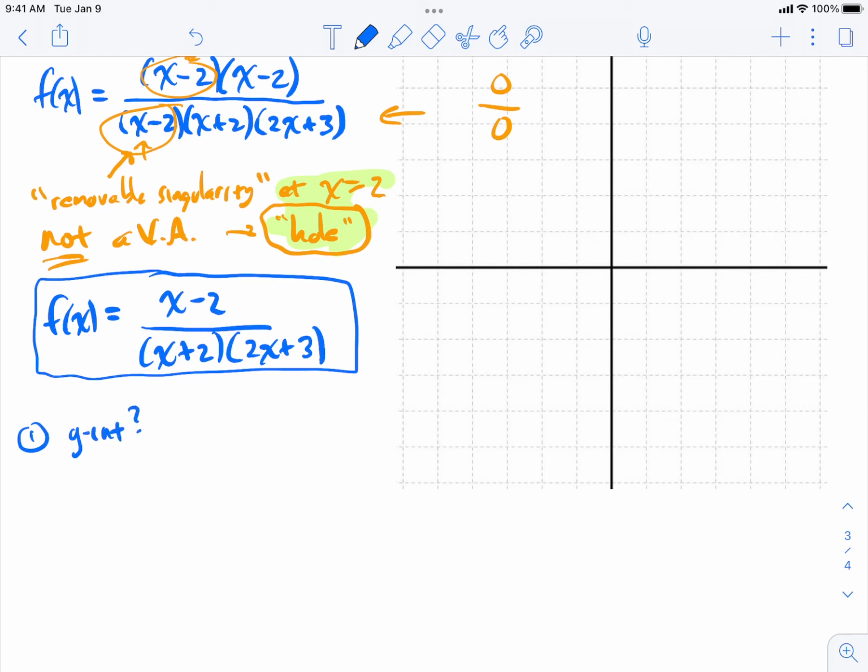When we're asking, what's the y-intercept? Well, you plug in x equals 0. So f of 0 is what now? On top you'd have 0 minus 2, which is negative 2. On the bottom you'd have 0 plus 2, which is a positive 2, times 0 plus 3, which is a positive 3. So this is negative 2 over 6, which reduces to negative 1/3. So we have a y-intercept at negative 1/3.